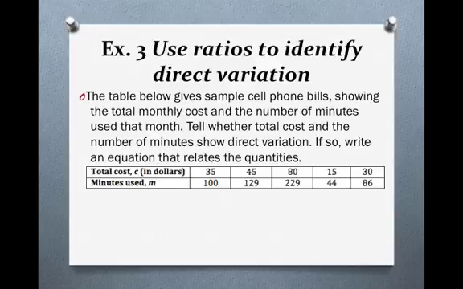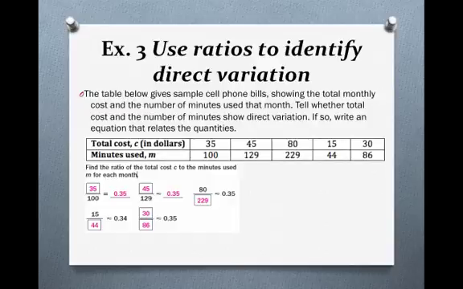So we're going to look at the ratio of cost to minutes, so C over M. We've got 35 over 100, which is 0.35. We have 45 over 129 using the next ordered pair, and that's approximately 0.35. Then we move to the next ordered pair. We have 80 over 229, and that rounds to 0.35. Then we have 15 over 54, which rounds to 0.34, but that's really close to 0.35. And then we've got 30 over 86, which rounds to 0.35.